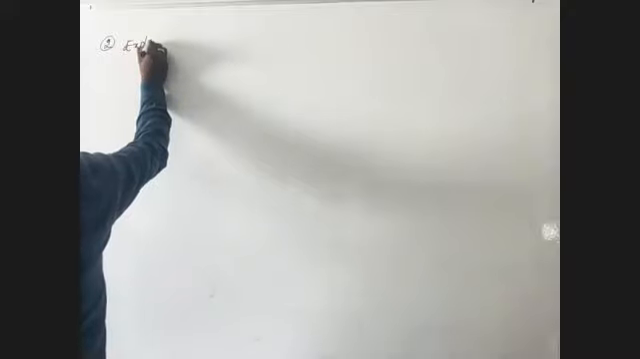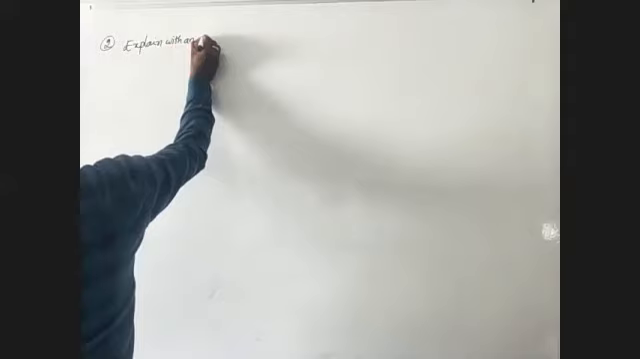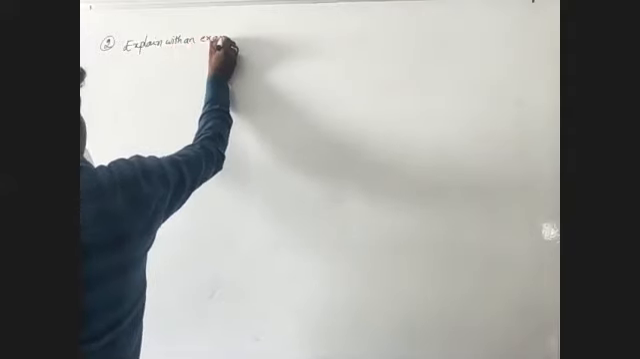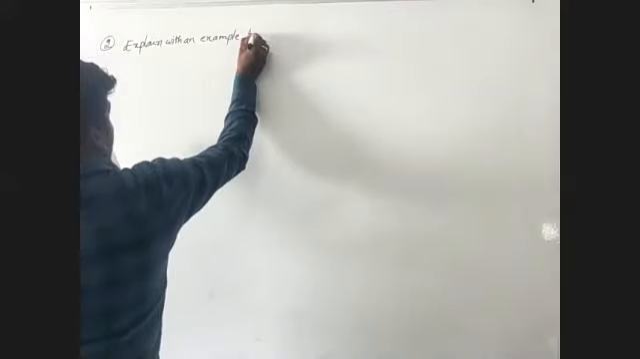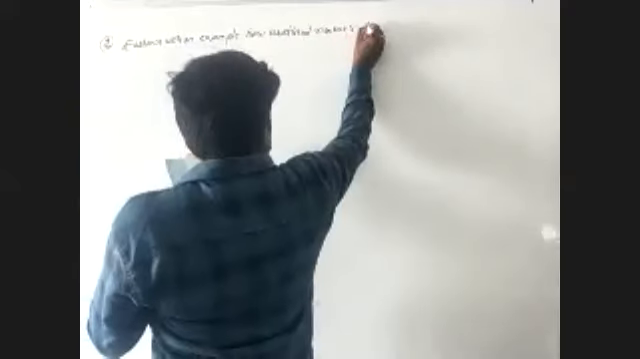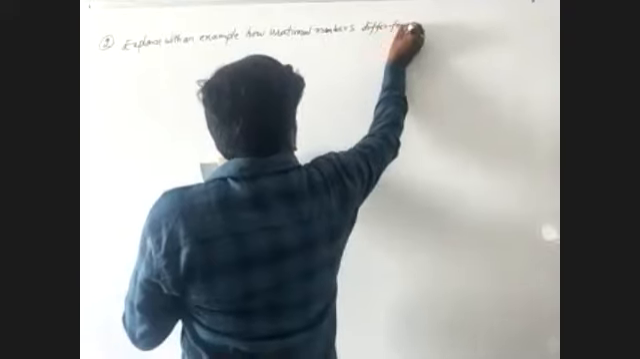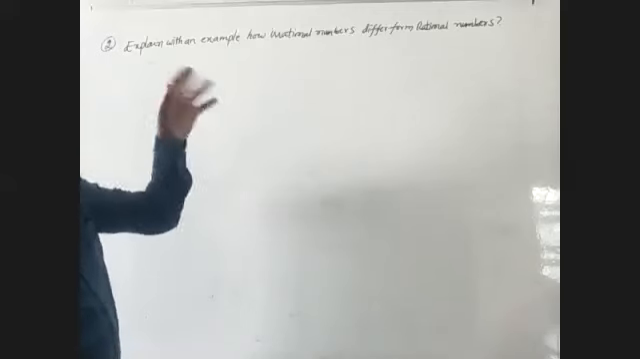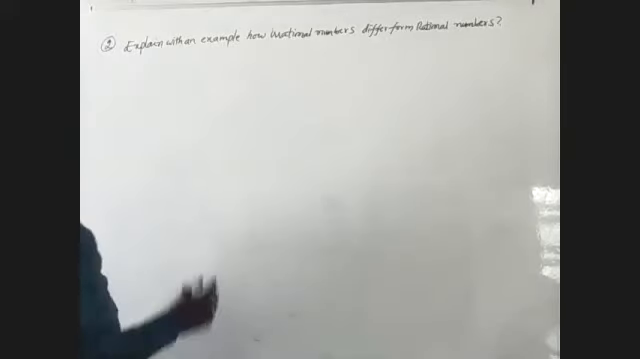Explain with an example how irrational numbers differ from the given problem. That means, what is the difference between rational numbers and irrational numbers.